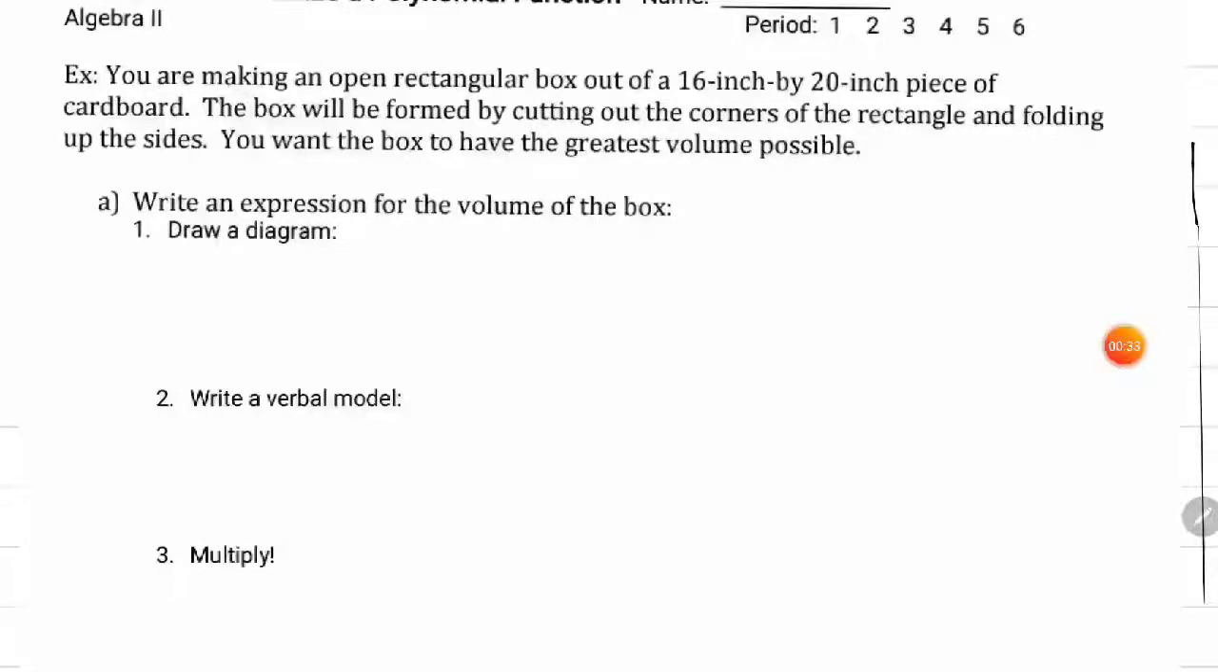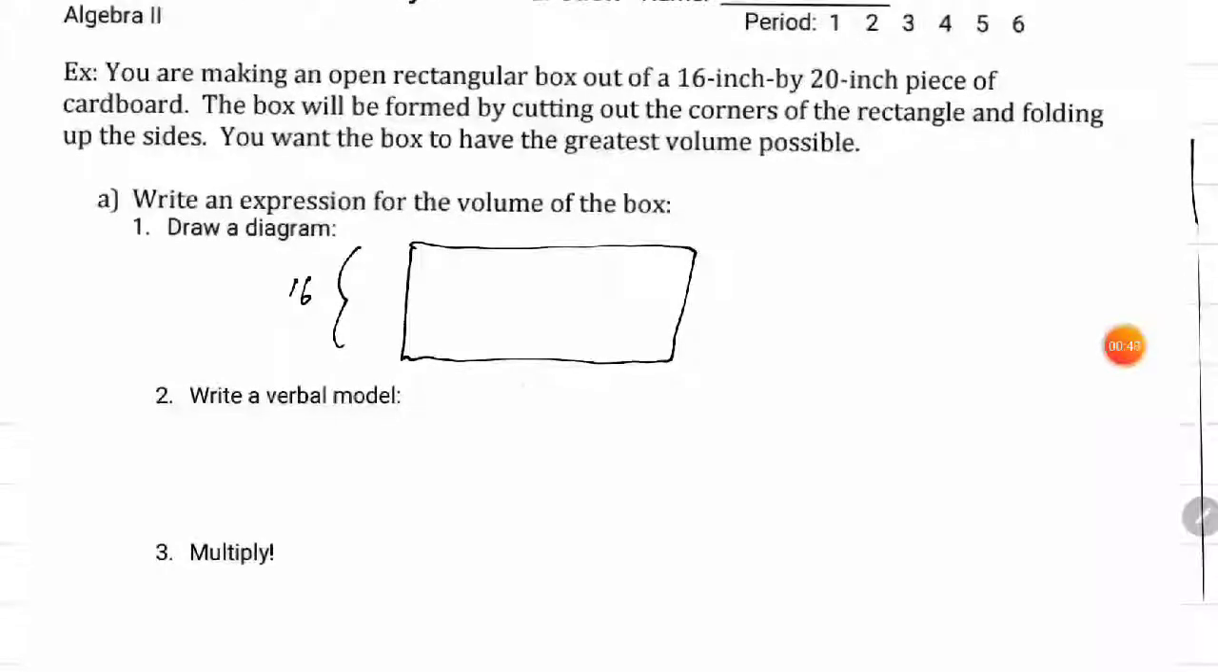So first thing you gotta do, always draw a picture. It helps. So I got a box. Or right now a piece of cardboard. So here's our piece of cardboard. We have 16 by 20.